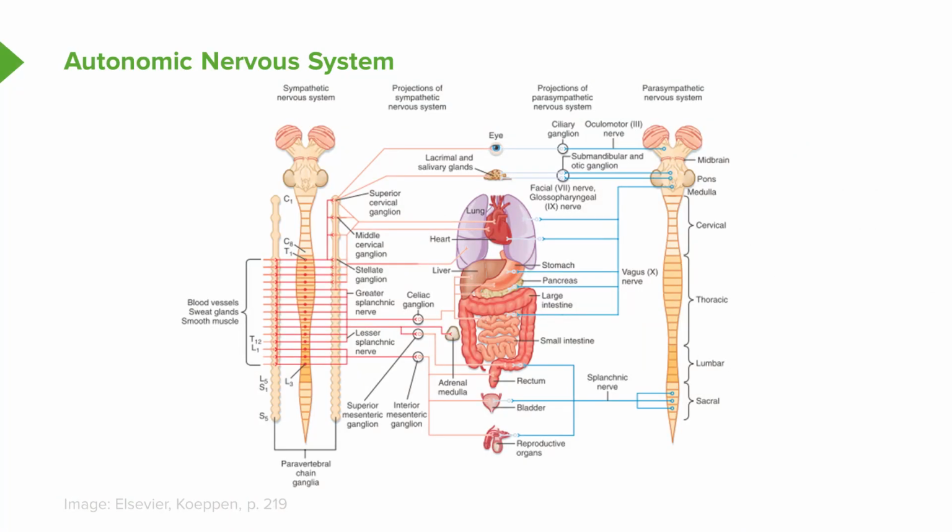What we have here are two different columns. These are spinal cord columns. The first one is the autonomic nervous system's sympathetic component, and then on the other side we have the parasympathetic component. The sympathetic component you know because it has paravertebral chain ganglia on both sides of the spinal cord. These will act as relay spots and sometimes where the soma or cell body of the nerve will be.